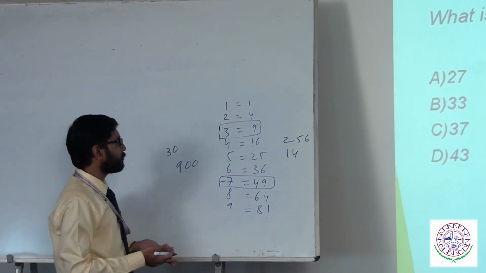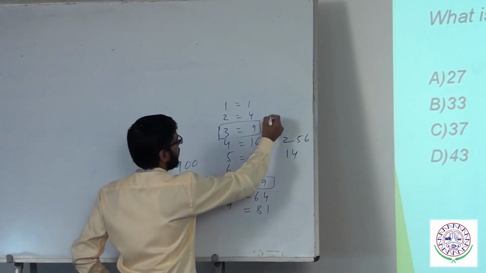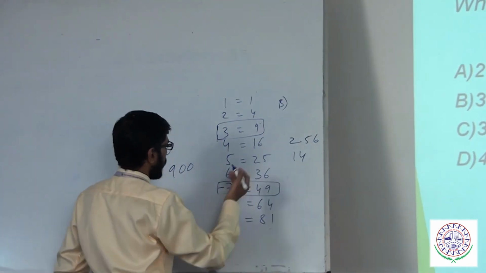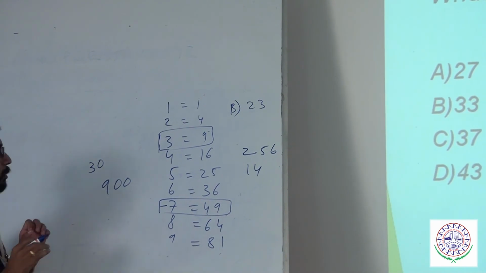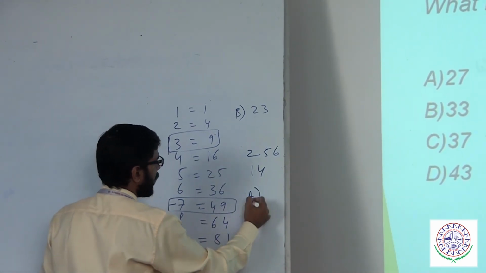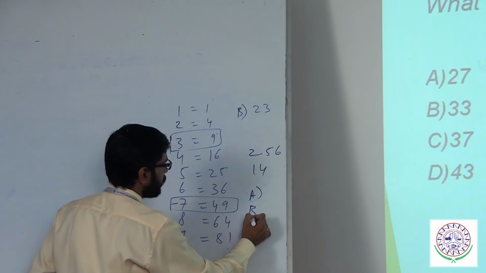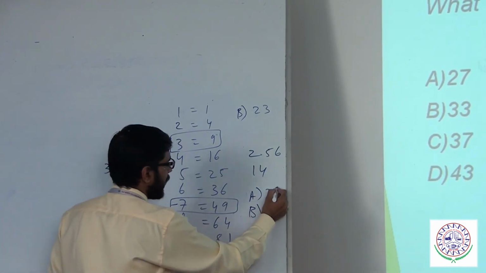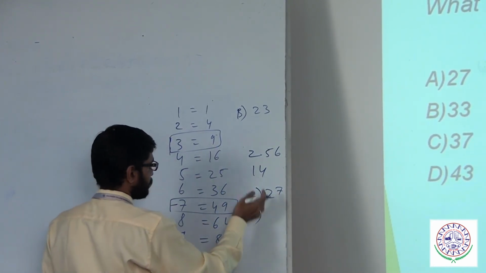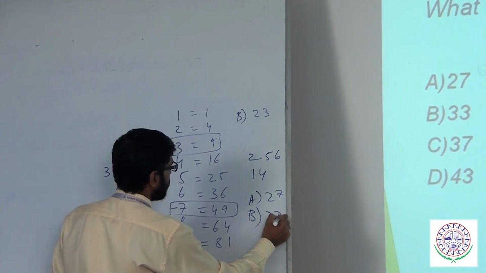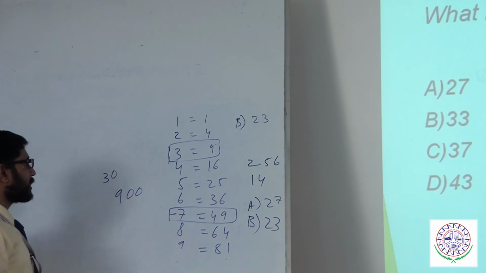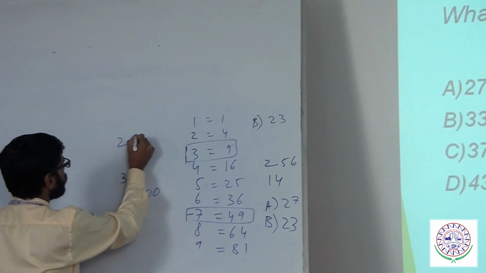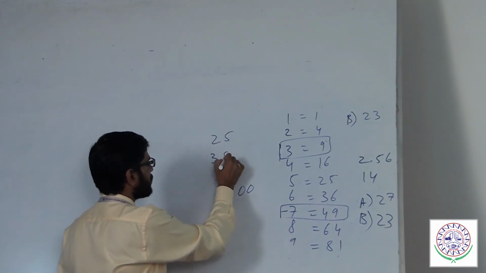Otherwise, even if one of the options, say option B, is 23, then you will have a problem deciding whether to choose option A or option B, where option A is 27 and option B is 23. In such a situation, always take the middle term. How to take the middle term? The middle term will be 25 square, or we can take 35 square.